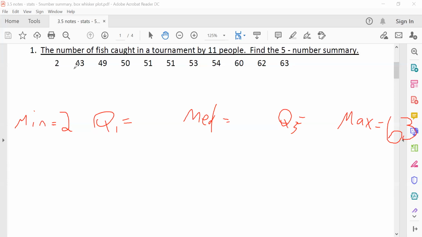Now to find the median, you could do your little cross-out method, or you can do a more mature method and say, well, there's 11 data pieces, so it's going to be 1, 2, 3, 4, 5. It's got to be the 6th one, because the 6th one has 5 to the left of it and exactly 5 to the right of it. So the 6th data value is going to be our median.